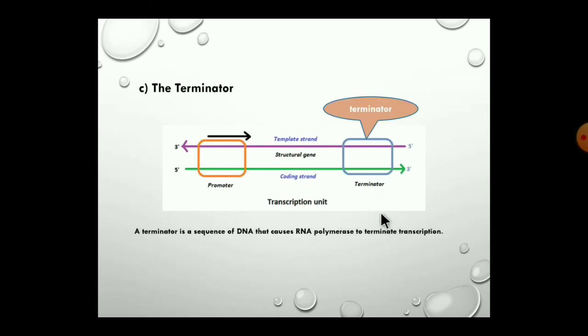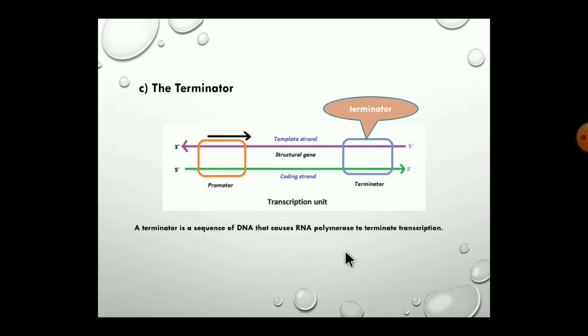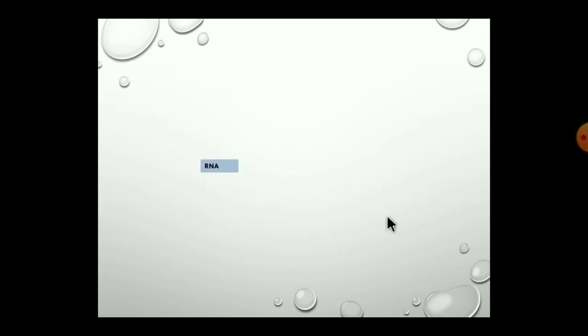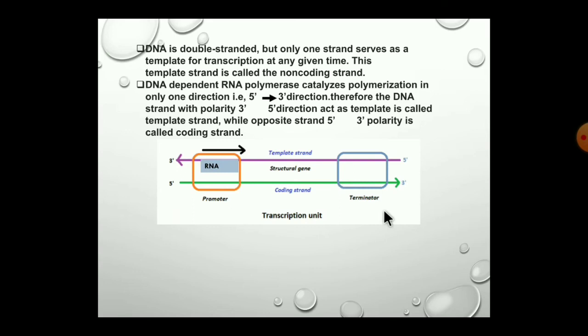So what is the role? A terminator is a sequence of DNA that causes RNA polymerase to terminate transcription. At this position, what happens? The transcription process ends. Then the question arises: DNA being double stranded, only one strand serves as a template strand for transcription at a given time. This template strand is called the non-coding strand.